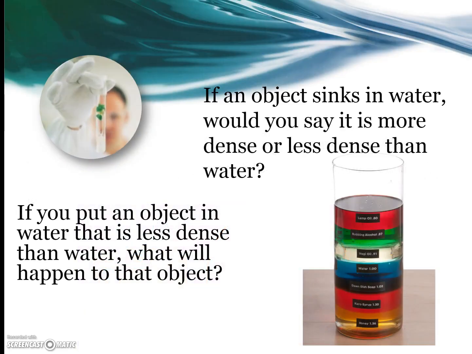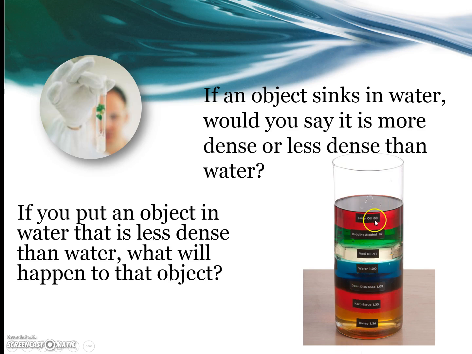If an object sinks in water, would you say that it is more dense or less dense than water? Okay. And in this picture over here, it's got lamp oil, rubbing alcohol, vegetable oil, water, dish soap, Karo syrup, and honey, okay? And all of these are different liquids, and they all have different densities. So if an object sinks, meaning honey, would you say that honey is more dense or less dense than water? Okay, so you got to think about that.